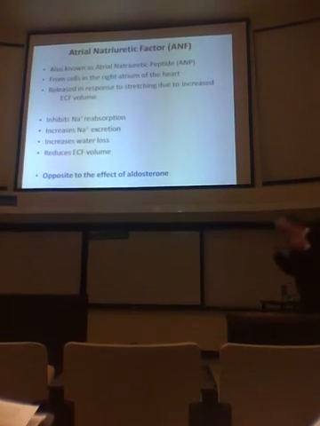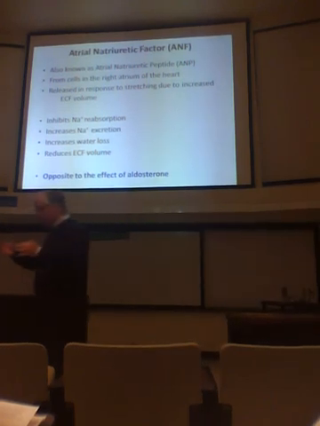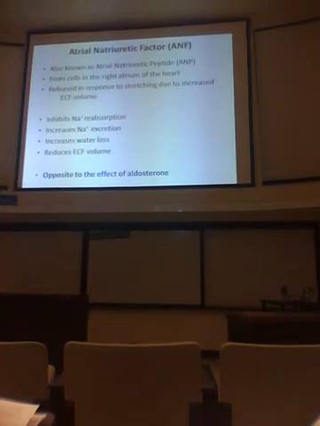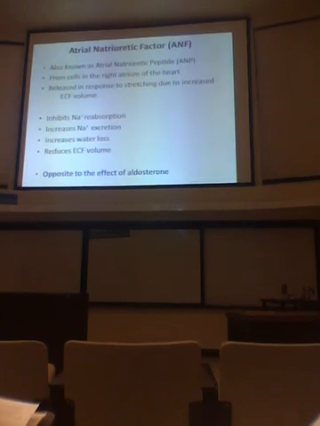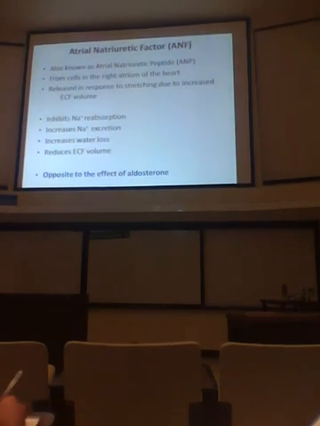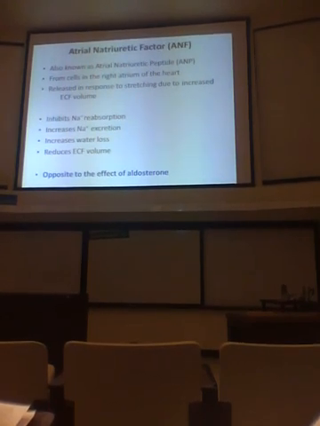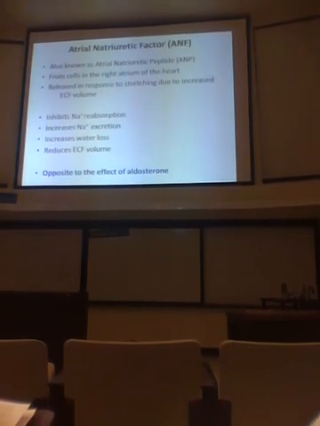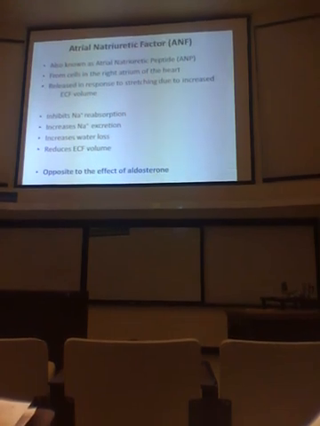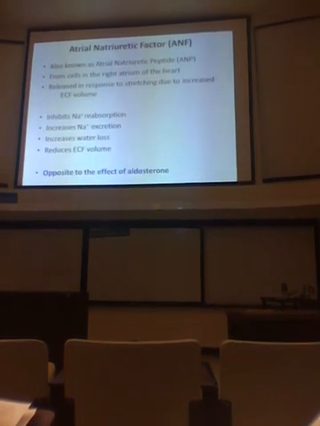When you're overhydrated, you've been drinking beer all night long, your blood volume goes up and it stretches the heart more than usual. And when it stretches, the atrium of the heart releases this factor, and guess what it does? It inhibits sodium reabsorption, increases sodium excretion, increases water loss, you pee it out, reduces the volume. It has the opposite effect of aldosterone.